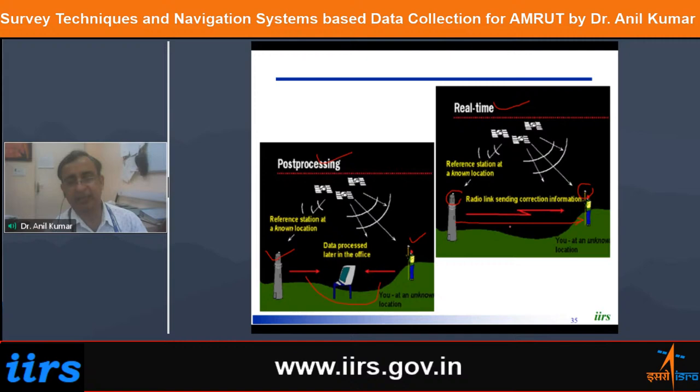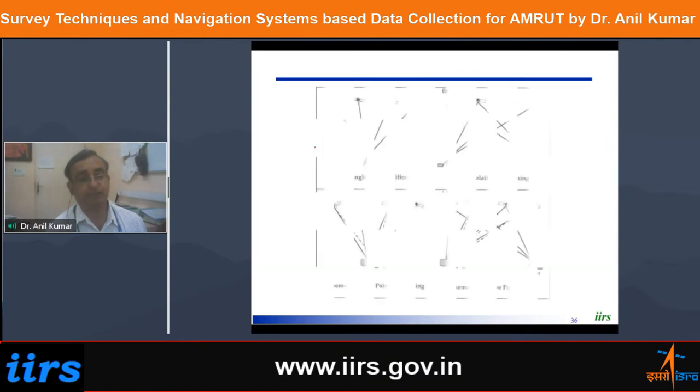The same corrections that are calculated and applied in the field in online mode in real time, here we can do in post processing. That means our application is not so urgent to get very highly accurate data in the field itself. So if that need is not there, we can go for post processing.